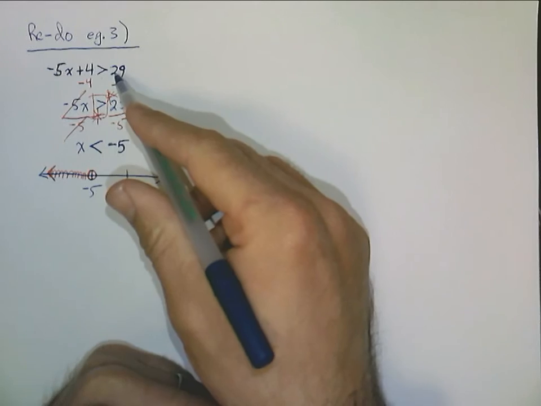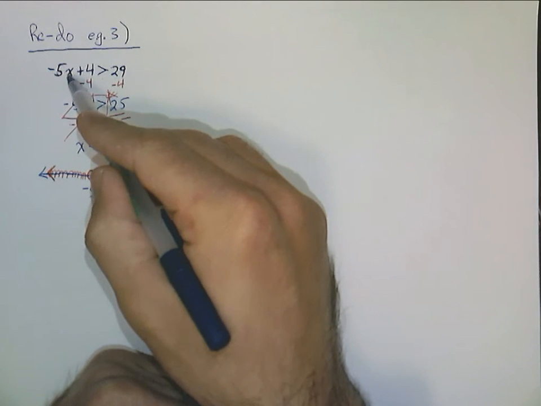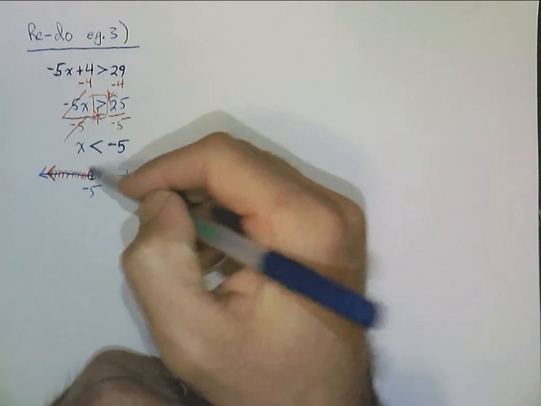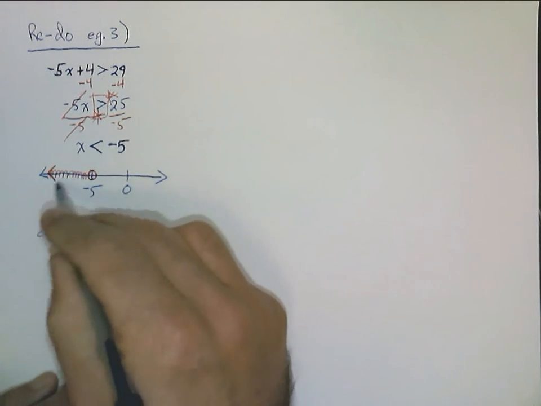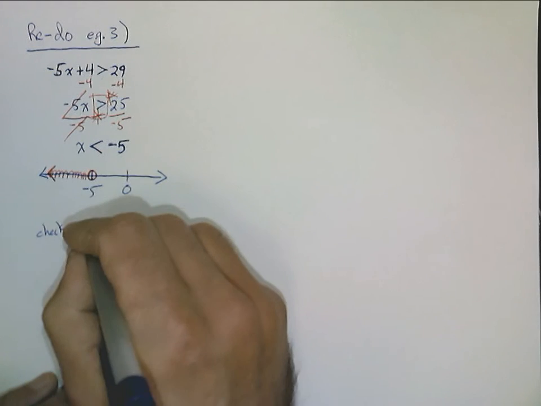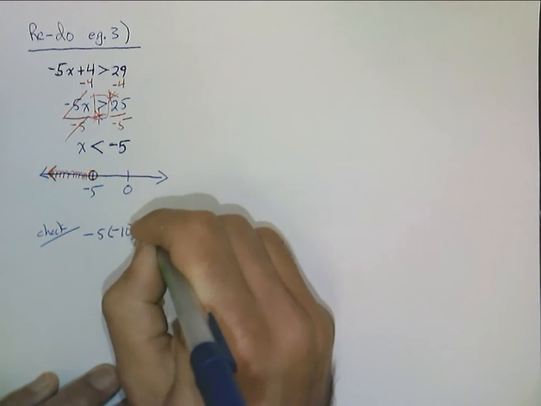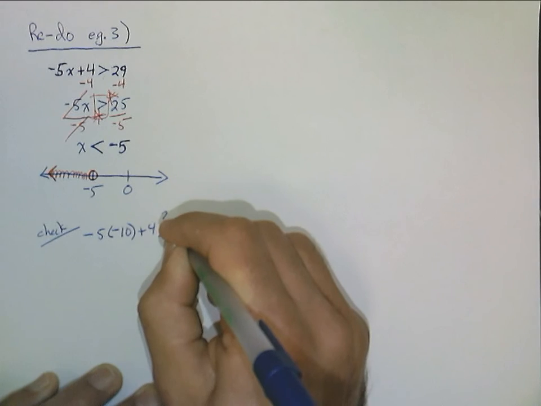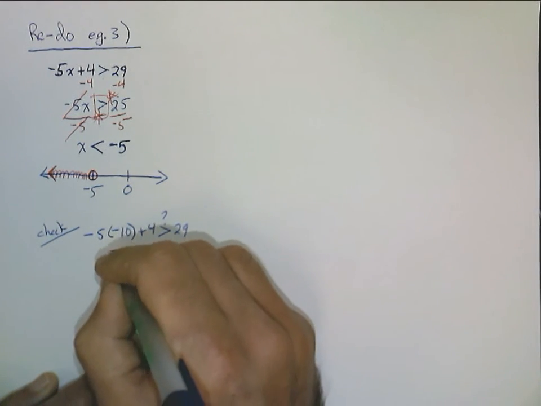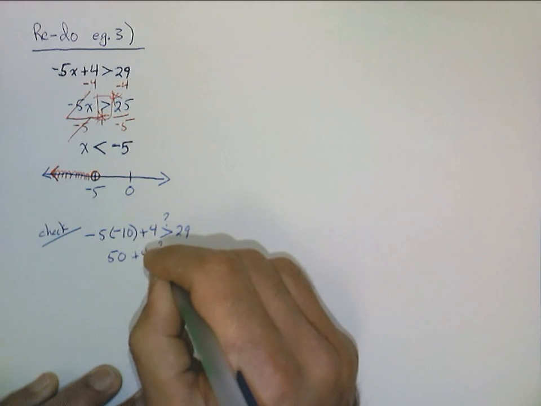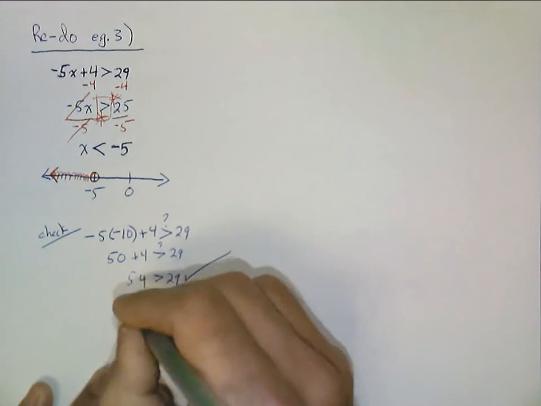And now, we already checked where equality happens last time. So of course, negative 5 times negative 5, that's positive 25, plus 4, that's equal to 29. That's where our boundary should be. But now we'll check the actual direction of the shading. We'll pick something easy like negative 10, which is over in here, and powers of 10 are pretty easy to work with. So is it true that negative 5 times negative 10 plus 4 is greater than 29? Well, negative 5 times negative 10, that's a positive 50, plus 4. Is that greater than 29? Well, yeah, of course, 54 is greater than 29. We did it correctly. Fantastic.